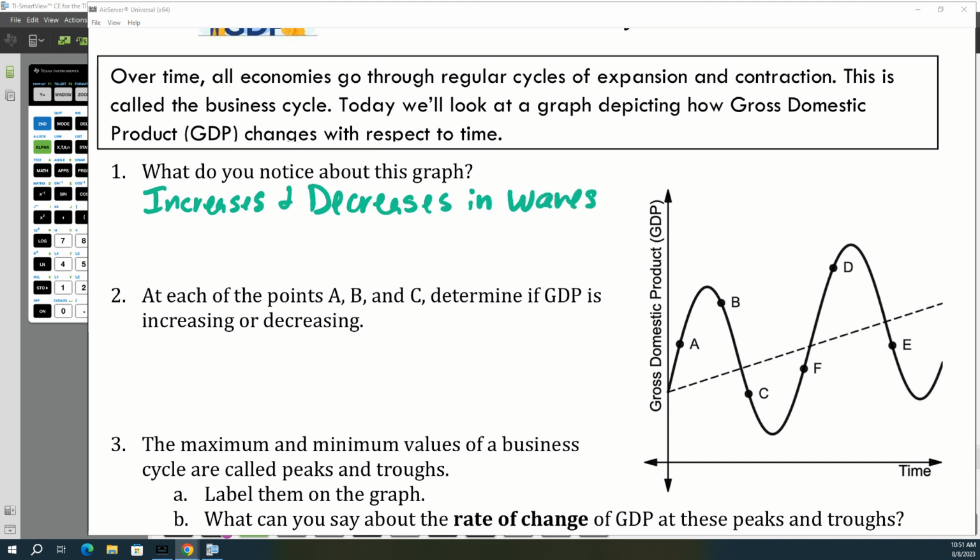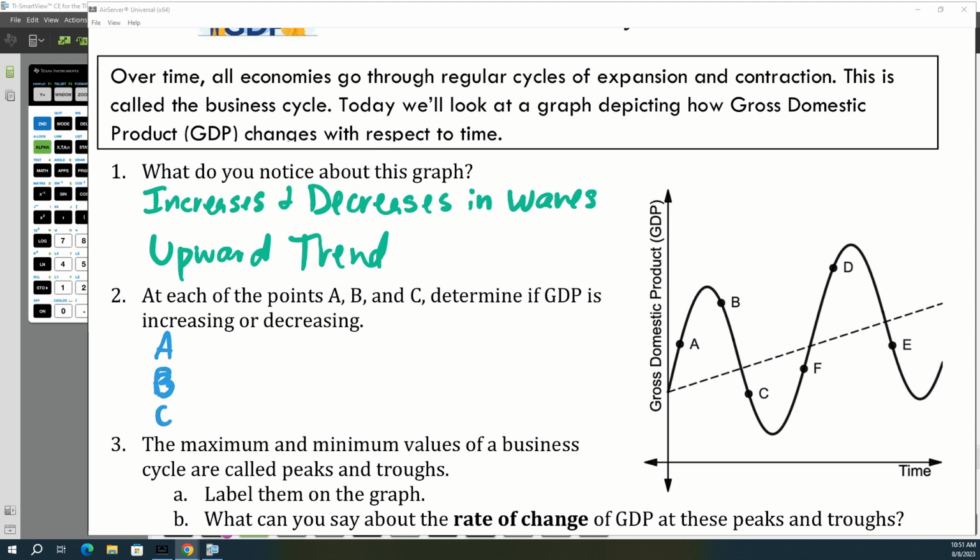Would you say that this graph generally has an upward trend or a downward trend? Yeah, upward trend. Okay. And then let's look at A, B, and C and determine if the GDP is increasing or decreasing at those points. I feel fairly confident that you guys can do this.